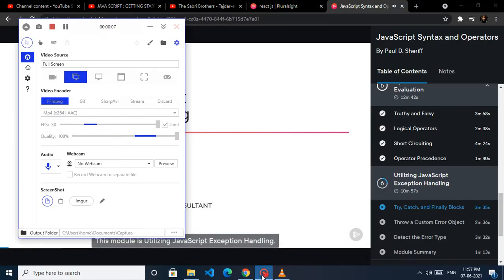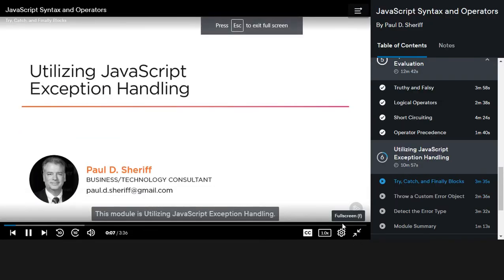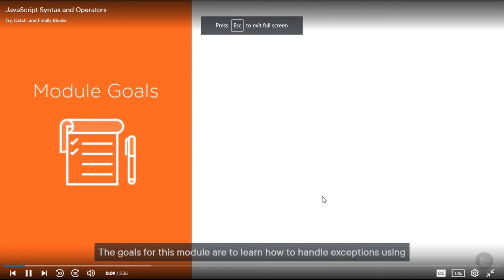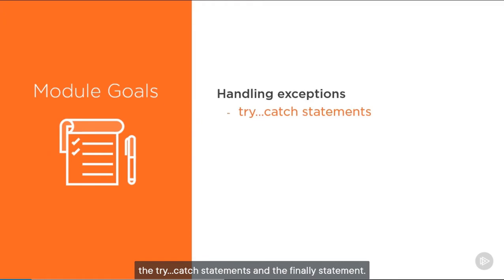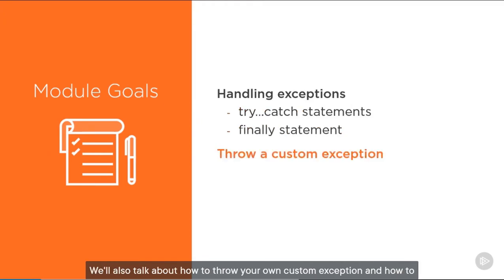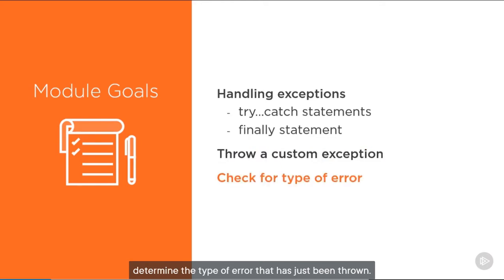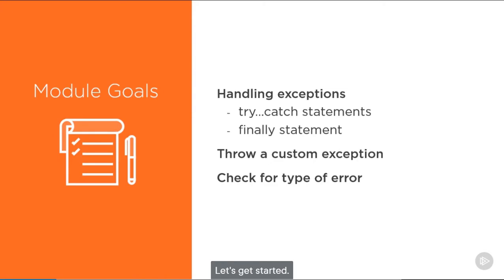This module is utilizing JavaScript exception handling. The goals for this module are to learn how to handle exceptions using the try-catch statements and the finally statement. We'll also talk about how to throw your own custom exception and how to determine the type of error that has just been thrown. Let's get started.